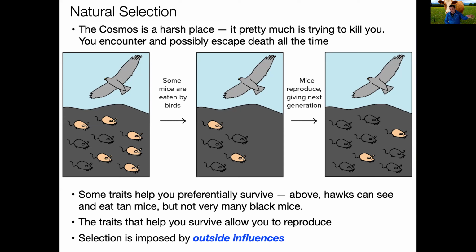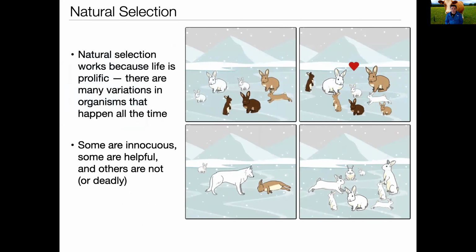If you remove the hawk from this picture, there's no reason why light-colored mice would survive preferentially over dark-colored mice, and you would end up with both species as you propagated through. Okay, so once again, selection is imposed from the outside. Now, here's another example of natural selection.